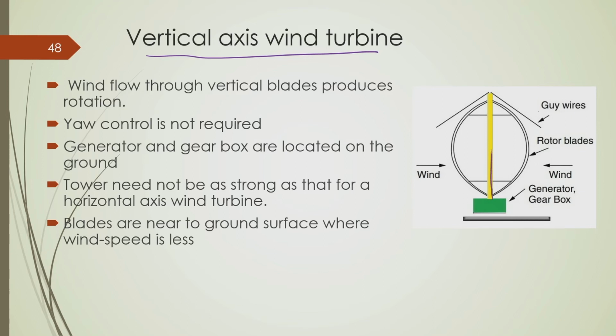This is a typical vertical axis wind turbine. Here the axis is vertical, you can see this is the axis which is vertically placed. Okay. So, here wind flows through these vertical blades, these are the rotor blades actually, and this will rotate with this wind force, and here there is no yoke control. What is yoke control? I will come to that. Here the generator and gearbox are located on the ground itself, and the tower need not be strong. Blades are near the ground surface, where wind speed is less.